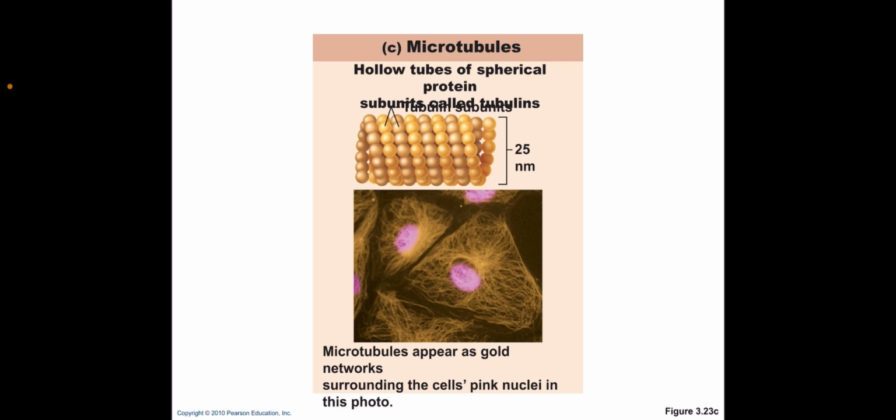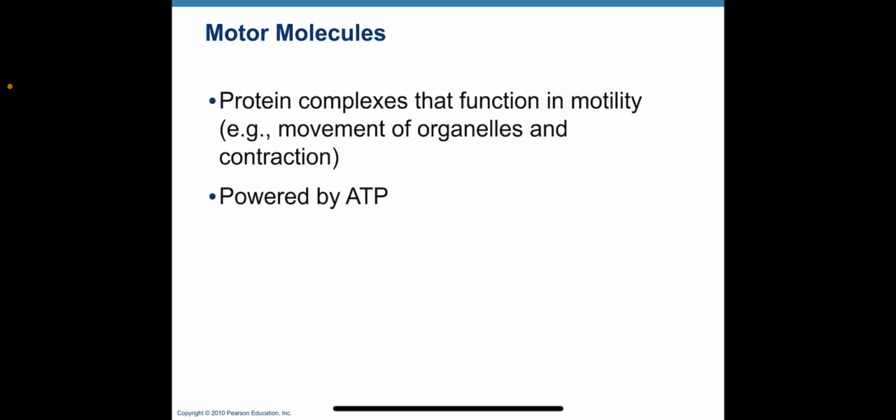We can do all of this with fluorescent staining, taking fluorescent antibodies and attaching them to these protein structures. So we also have motor molecules, and these are complex proteins that function in the mobility or movement of organelles and contraction of the cell, and these are powered by ATP.